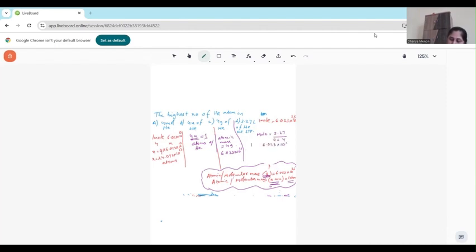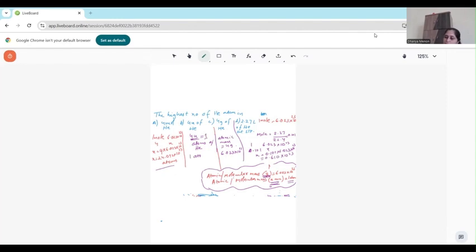And 2.27 over 22.4 is 0.101. So 0.101 moles will have how much? X is equal to 0.101 into 6.023 times 10 raised to 23 particles. This is 0.610 times 10 raised to 23. So the first one is one atom.